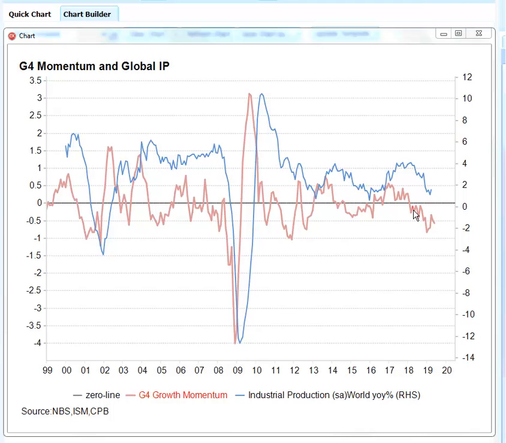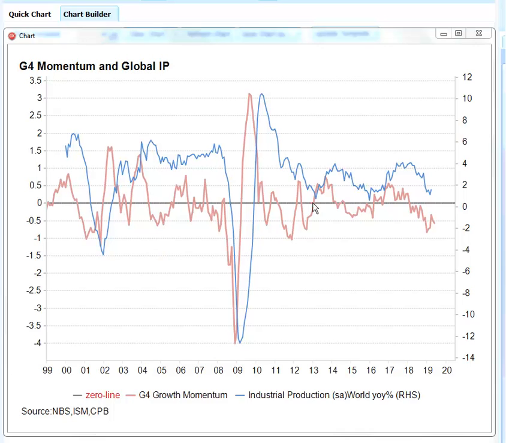momentum across the largest four regions, so US, Europe, Japan, and China. And the blue line represents the annual growth rate in industrial production. So essentially, on the left-hand scale, we've got the growth momentum series. You can see here where the cursor is, it's been below zero pretty much since the early part of 2018. And you can sort of see back in time where it's been below zero.